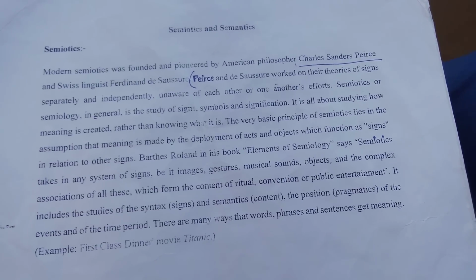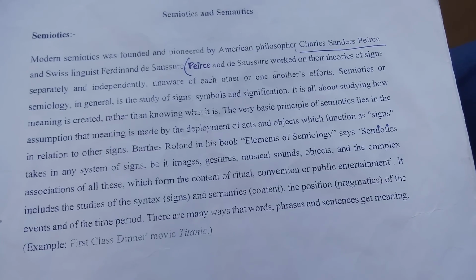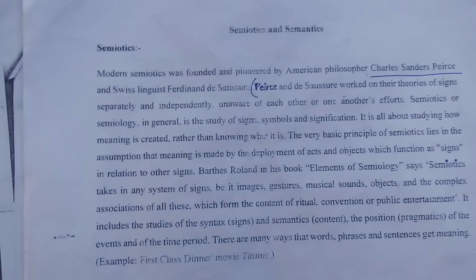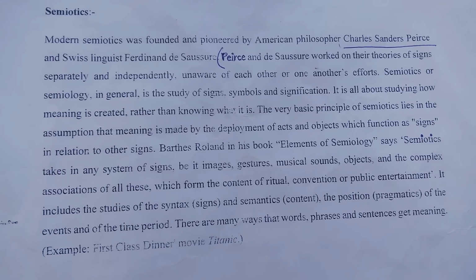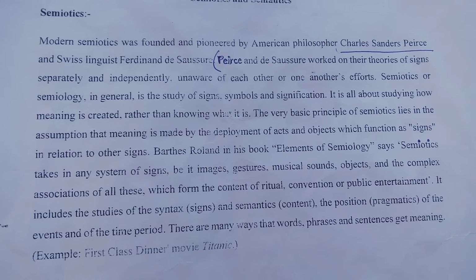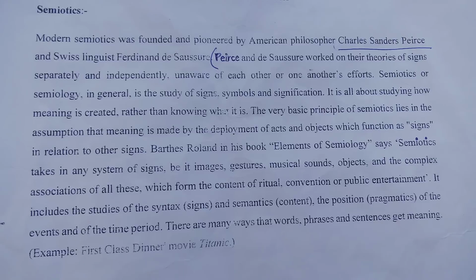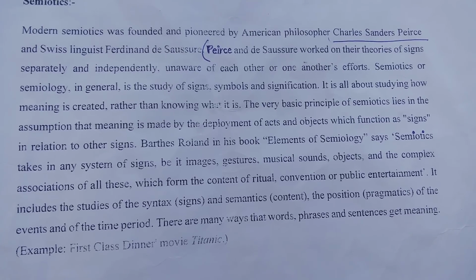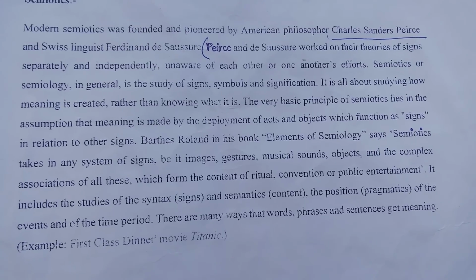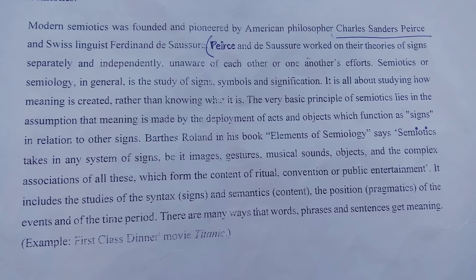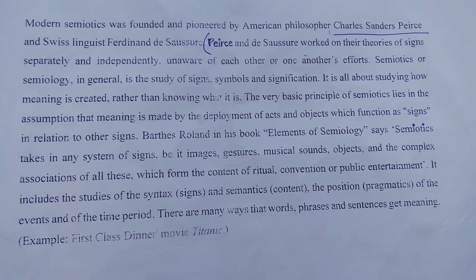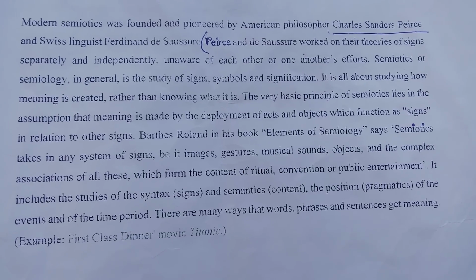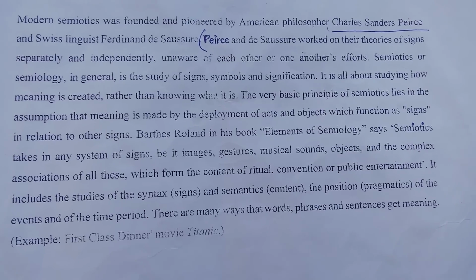Semantics and semiotics. Modern semiotics was pioneered by American philosopher Charles Sanders Peirce and Swiss linguist Ferdinand de Saussure. Peirce and de Saussure worked on their theories separately and independently, unaware of each other's work. Semiotics or semiology in general is the study of sign, symbol, and signification. It is all about studying how meaning is created rather than knowing what it is.